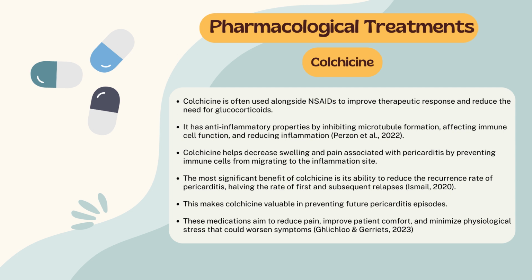Recurrent pericarditis is a common and challenging aspect of the disease, often leading to repeated episodes of pain and inflammation. Clinical studies have shown that when colchicine is used in conjunction with NSAIDs, it significantly lowers the likelihood of recurrence, with studies showing it to halve the rate of first and subsequent relapses. This makes colchicine a valuable treatment option, especially in the prevention of future episodes of pericarditis. These medications are to be used in reducing this patient's pain as much as possible, improving patient comfortability, and also reducing the psychological stress that can exacerbate symptoms.